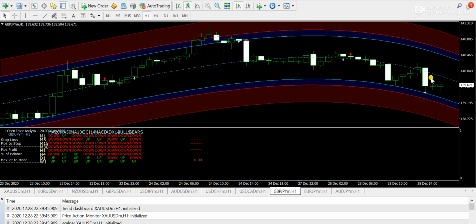The data is staying below the middle dotted line, so selling opportunities are in Great Britain Pound JPY. And if you look at the 1 minute to 30 minutes chart, you can see the market is going in the downward direction. The forex trend dashboard is a very good indicator.